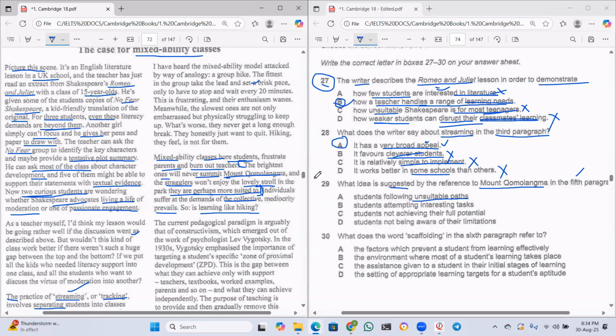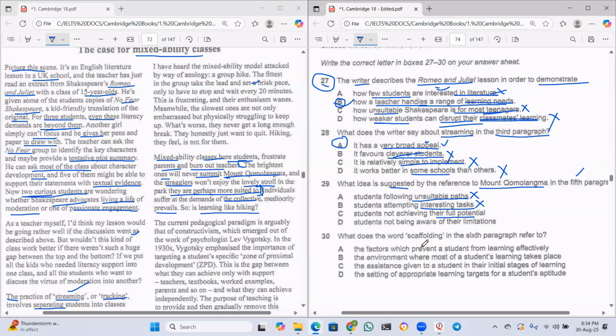So let us see. Students following unsuitable paths. No, I don't think so. This is not matching with what is given in the passage. Students attempting uninteresting tasks. No, he did not talk about whether the tasks are interesting or not. Students not achieving their full potential. Oh, wow.